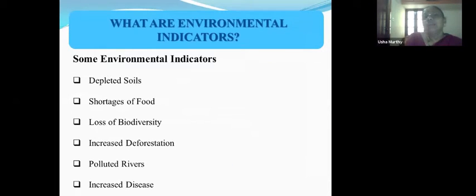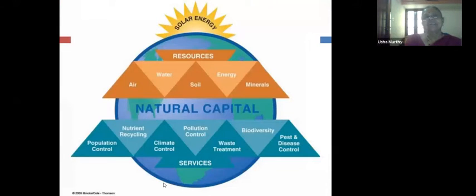Then, what are the environmental indicators? Basically, the first ones: depleted soil, shortage of food, loss of biodiversity, increased deforestation for progress, then polluted rivers, then increased diseases, that is outbreaks of epidemics, endemics and all such things. I think you can understand this in a better way for the present case.